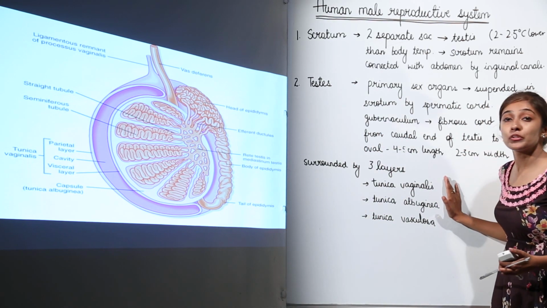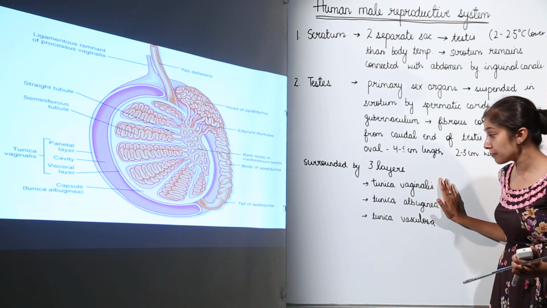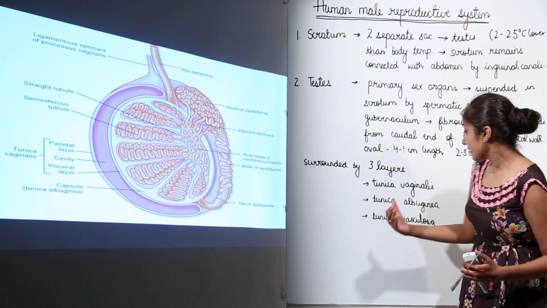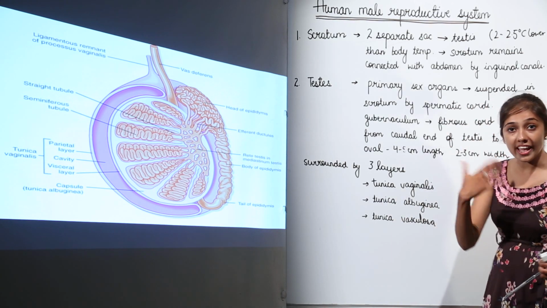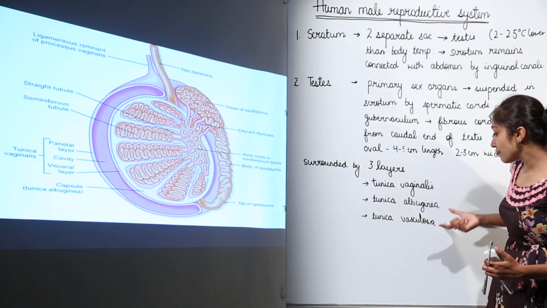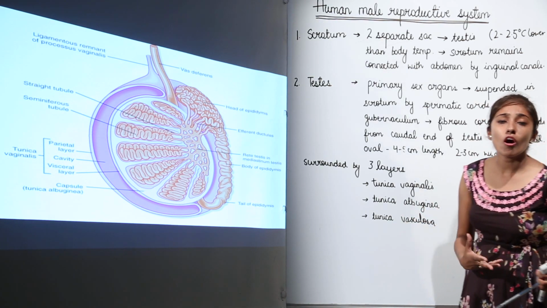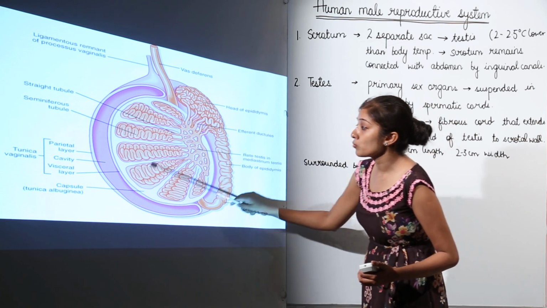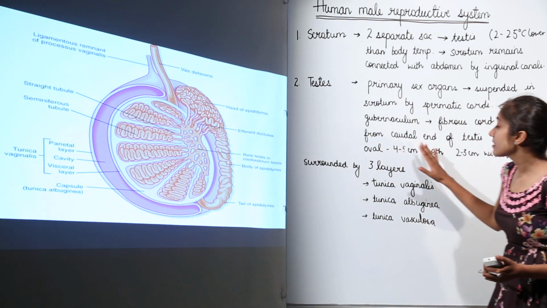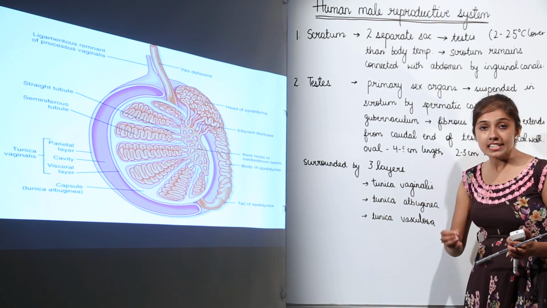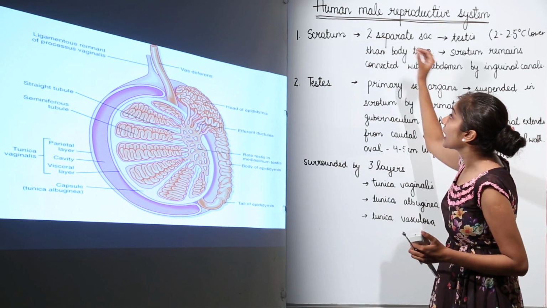So we have three layers that surround the testis. Remember, we have Tunica vaginalis, the outer one, right? Then we have Tunica albuginea, next to Tunica vaginalis. Then we have Tunica vasculosa. So remember from vasculosa that there is a network of capillaries which surrounds it, right? So this is about the three layers that surround the testes of the male reproductive system.